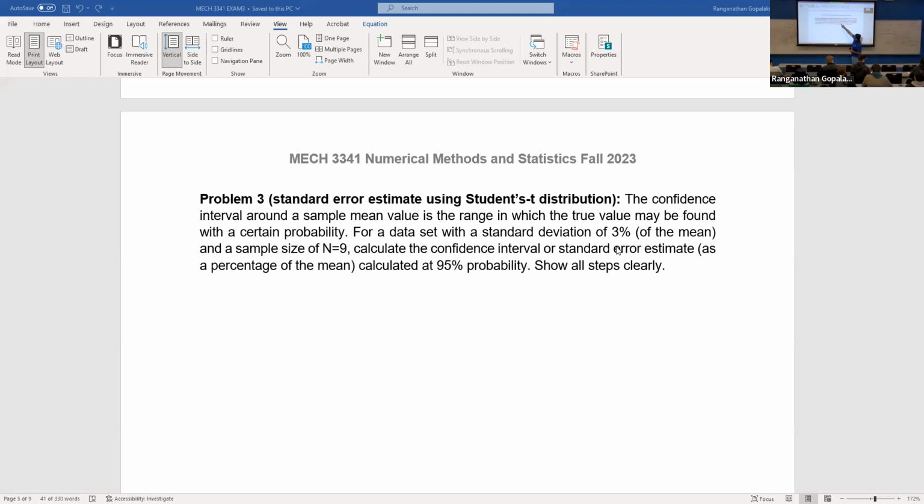Calculate the confidence interval or standard error estimate as a percentage of the mean. You are not asked to calculate it in absolute terms. You just have to calculate it as a percentage of the mean. So this is a confidence interval where you have the formula t multiplied by sigma x divided by square root of n. So your t value, which we look up now, multiplied by sigma x, which is 0.03 times x bar, divided by square root of n. n is 9, so square root of n is 3.